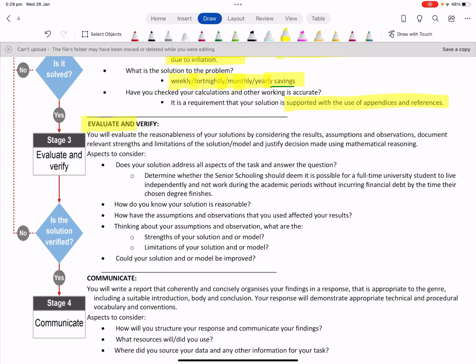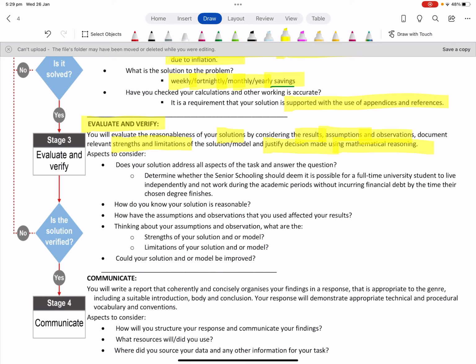In the evaluate and verify section, this is where you will consider all your solutions and evaluate your solutions and tell us how reasonable you think they are. You would consider what the solution told you, your original assumptions and observations. You would talk about what the strengths and limitations of your model are or any of your solutions are. And you'd also justify any of the decisions that you've made using some mathematical reasoning. So that's what we're looking for in your work. That's what we're going to be marking you on.